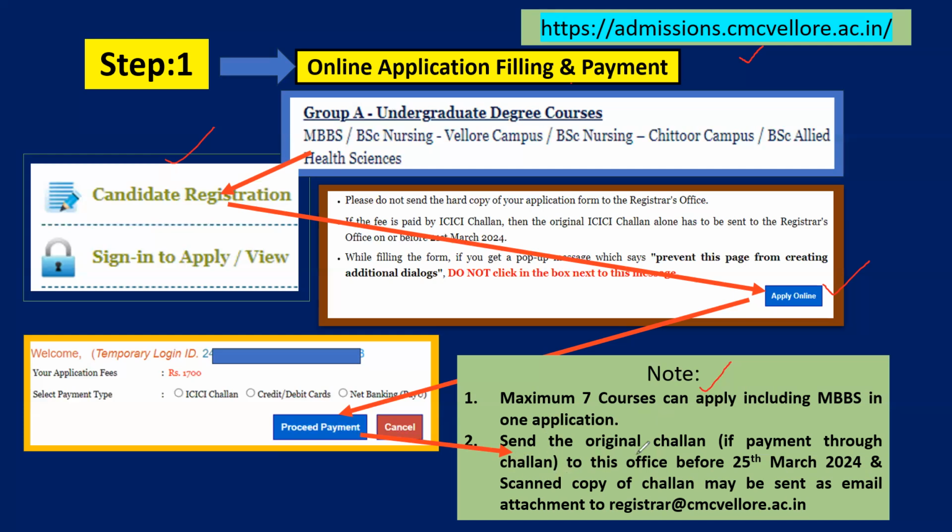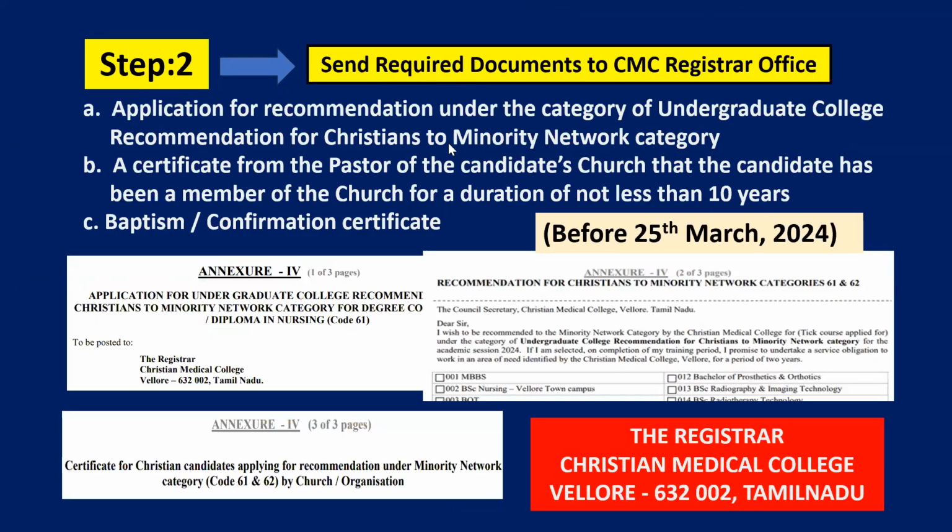Second point is send the original chalana. Suppose you prefer the ICICI chalana to pay the registration fee, then you have to enter the chalana details in the application form, and you also have to send the original copy of the ICICI chalana to the registrar office on or before 25th March 2024. Okay. Now we enter step 2.